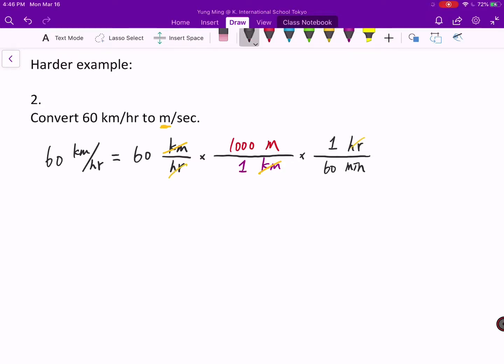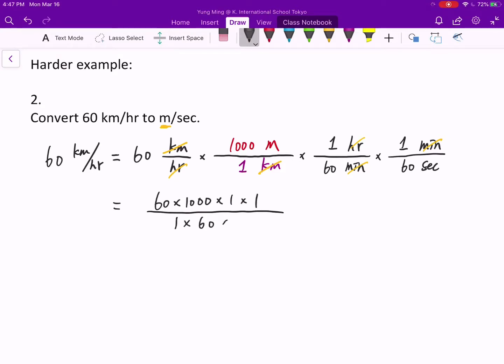Nice. Final step, I want to cancel with the minute. I write my minute on the top because I want to cancel with the minute on the bottom. So 1 minute is equal to 60 seconds. I cancel, done. I'm very happy now. I'm gonna write everything down. So I got 60 times 1,000 times 1 times 1. On the bottom, I'm gonna get 1 times 60 times 60. And all that will be followed by a unit of meters per second. That's exactly what we get at the end, if you realize these are the only two surviving units.